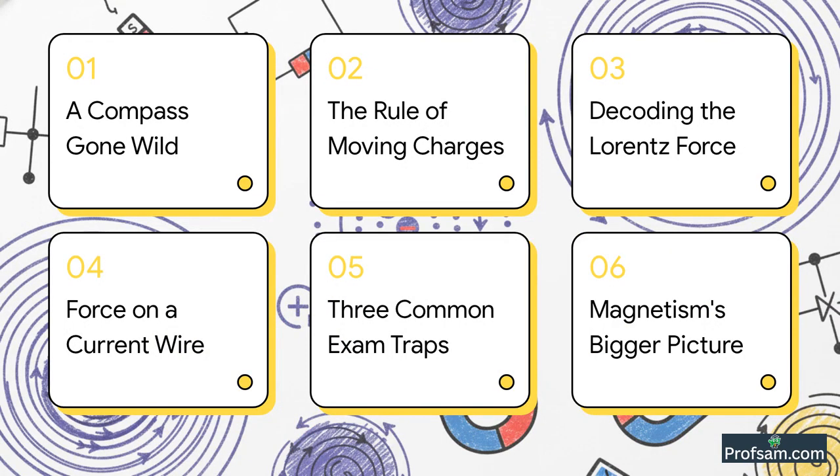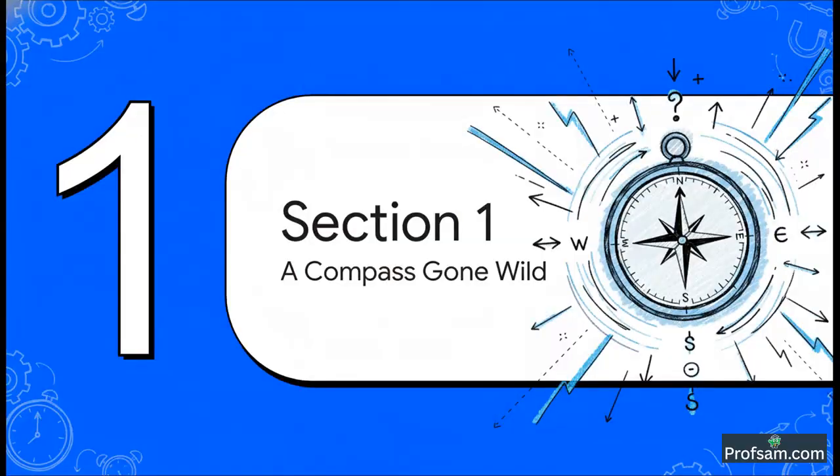Okay, so here's our simple roadmap for today. We'll start with a little historical mystery, then understand the main rule behind it. After that, we'll decode the super important Lorentz force formula, apply it to a wire, and then I'll show you 3 common exam traps you have to avoid. Finally, we'll see how this all connects to the bigger picture. Okay, let's begin. So, let's travel back in time, shall we?